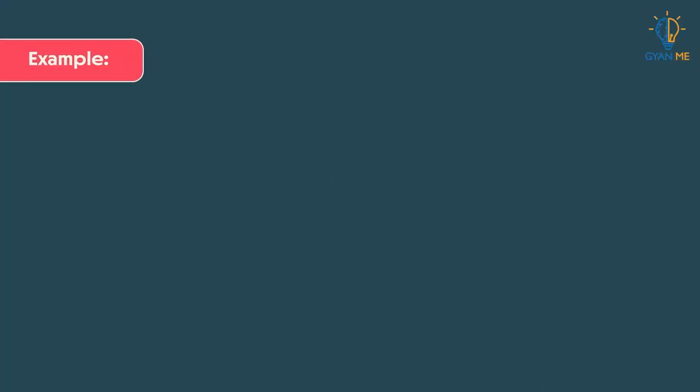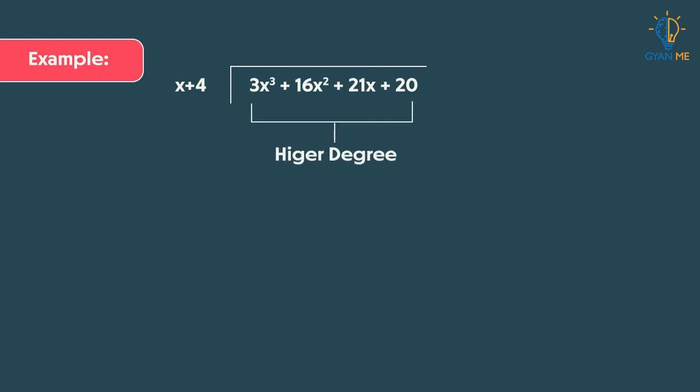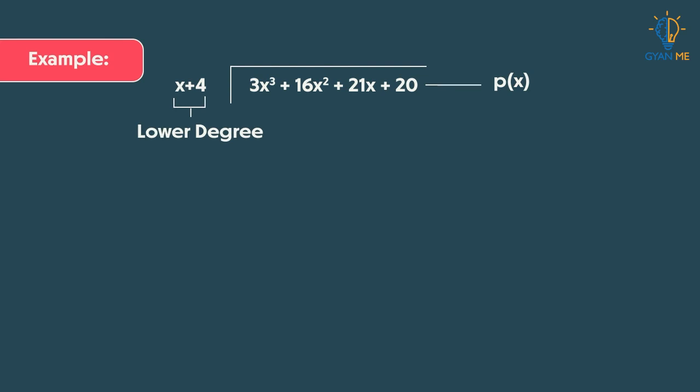Let's take another example. Divide 3x cube plus 16x square plus 21x plus 20 by x plus 4. As we can observe, the polynomial 3x cube plus 16x square plus 21x plus 20 has higher degree, and so we take it as dividend p of x, and x plus 4 with lower degree as divisor g of x. For the first term of quotient q of x, divide the first term of p of x by the first term of g of x. We get 3x cube upon x, which is equal to 3x square, right above the bar.